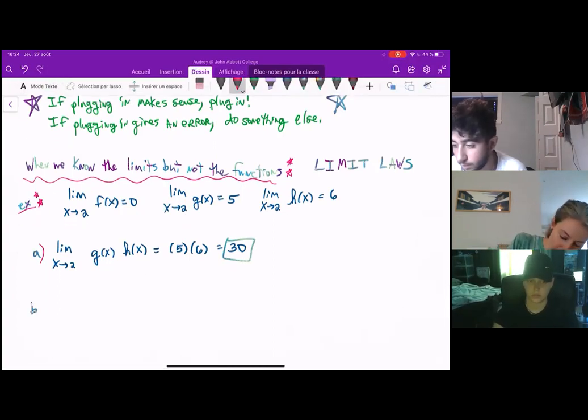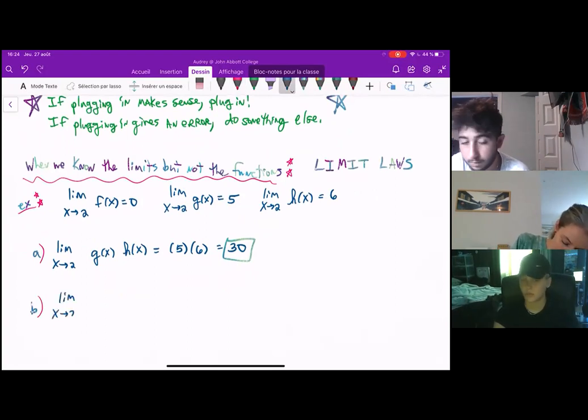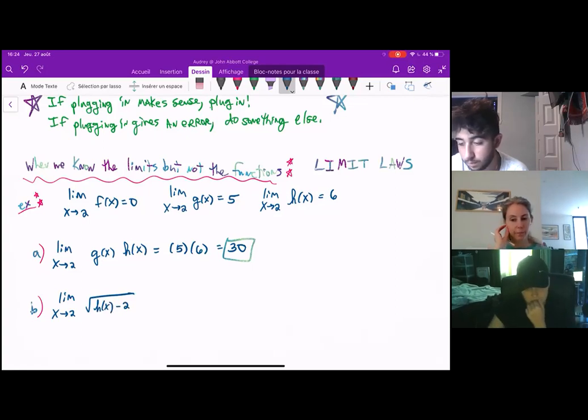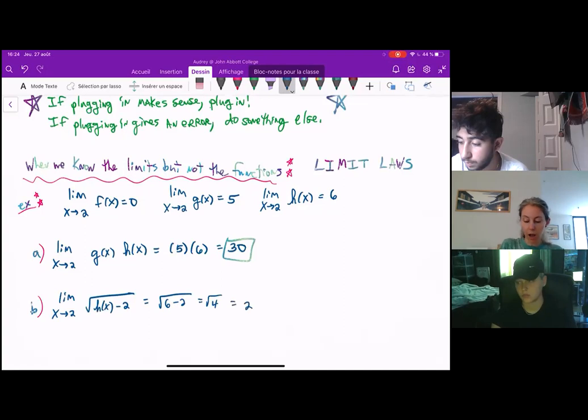Or what if I were to ask you for the limit as x approaches 2 of the square root of h of x minus 2? What's that going to give me? Two, because again, if plugging in makes sense, just plug in. So I plug in, I get the square root of 4, I get a 2. And that's my final answer.